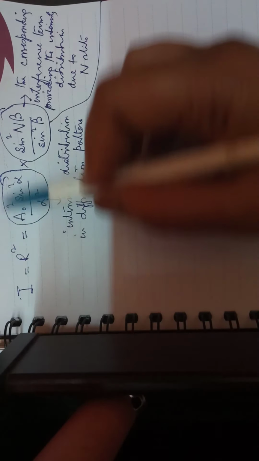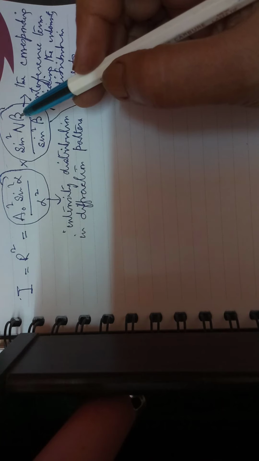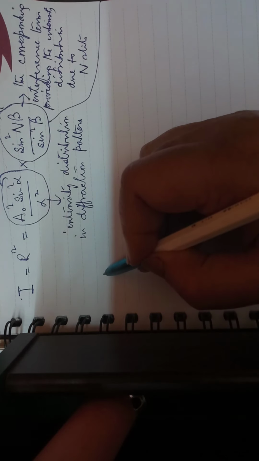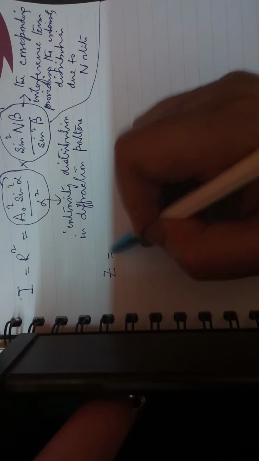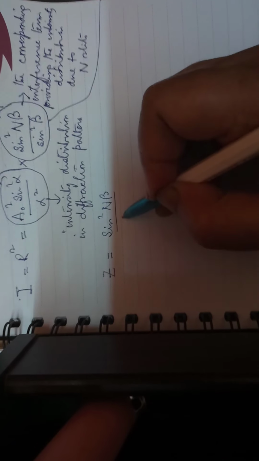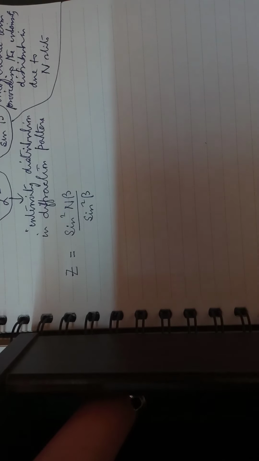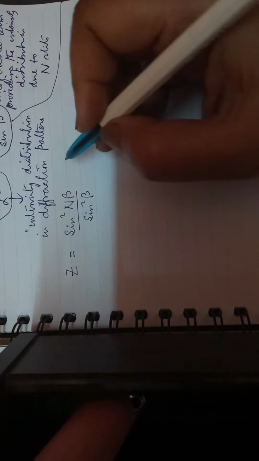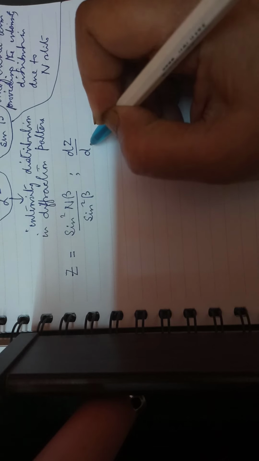So students, this is your very important equation for the n-slit diffraction pattern, of which this corresponds to the interference term. Let us include this factor. Let us represent this factor, sine square n beta by sine square beta, as z. Then let us find out the value of dz d beta.